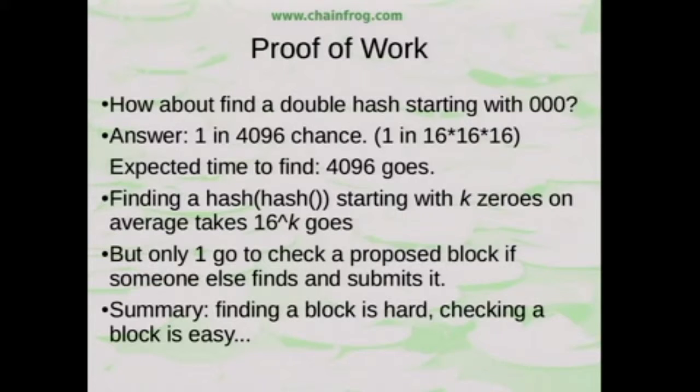But, and this is the key thing, it only takes 1 go to check whether something that someone gives you actually has that many zeros at the front. So in summary, finding a block is hard, but checking that a block is valid is easy. And we want it to be like that. We don't want the work for checking to be laborious, otherwise we're not going to bother.